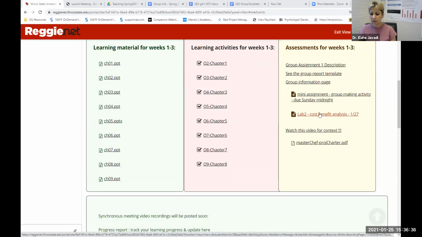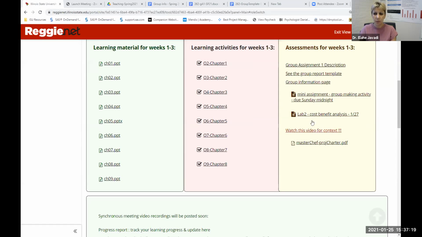There is an attachment. That's an Excel worksheet. You can use Microsoft Excel or any comparable software. It could be on Google Sheets, or OpenOffice does have an Excel-like program. So any Excel-like software that you have would work for the purpose of this lab. Then you have the group description, group report template, group information page. Those are the things that we're going to touch later during the class.